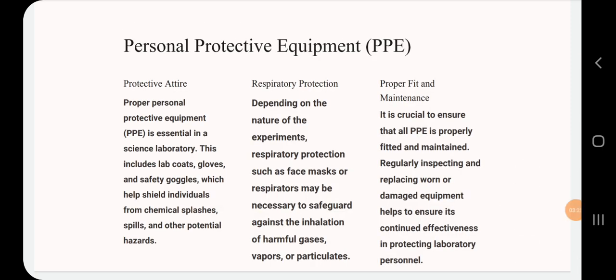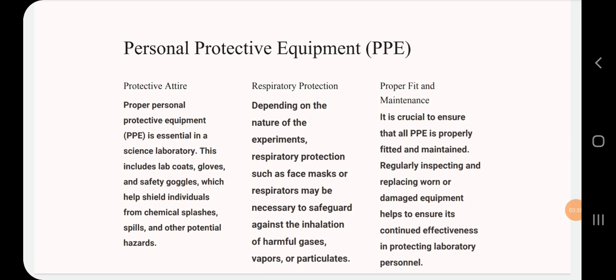Personal protective equipment, also known as PPE. Protective attire. Proper personal protective equipment, PPE, is essential in a science laboratory. This includes lab coats, gloves, and safety goggles, which help shield individuals from chemical splashes, spills, and other potential hazards.